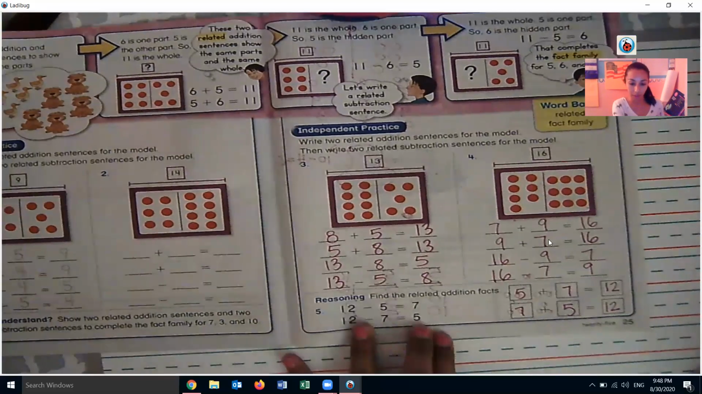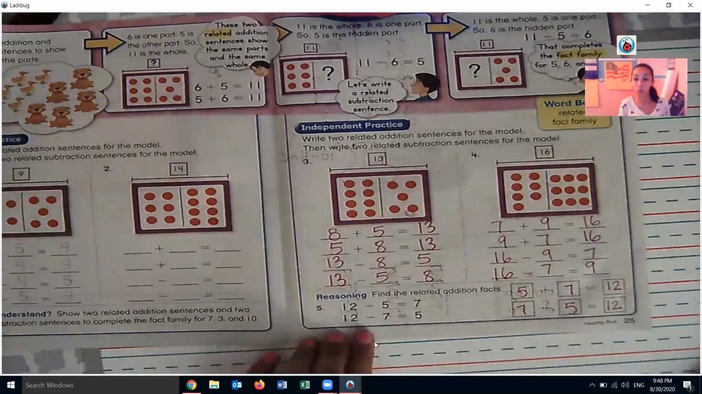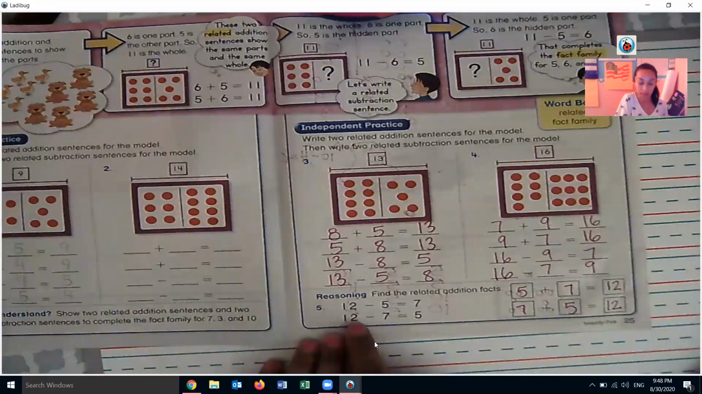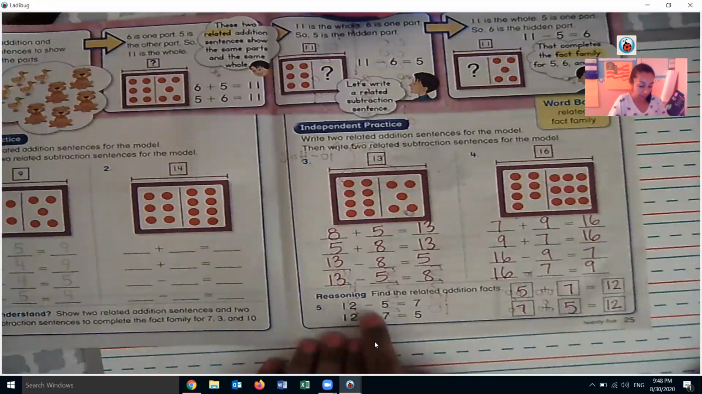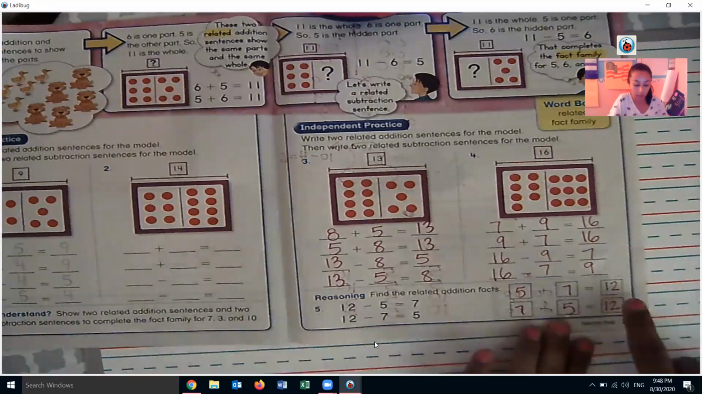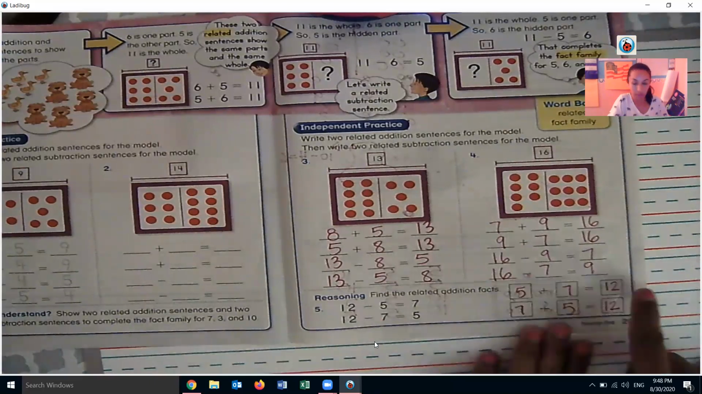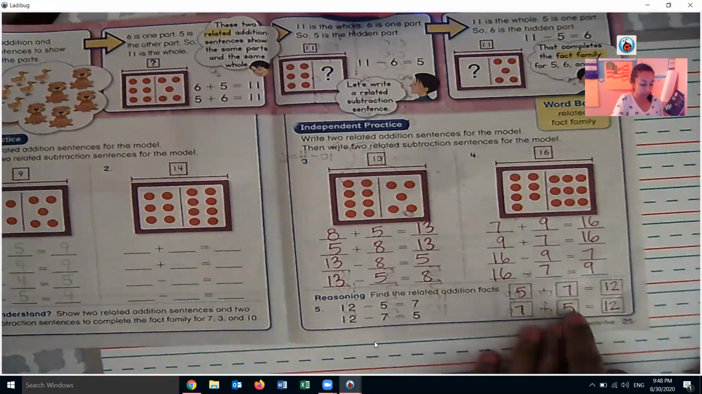Well, anyway, here's number 5. So number 5, they have both of the subtraction pieces. So 12 minus 5 is 7. 12 minus 7 is 5. So they have the big number first for the subtraction. And then I wrote the big number first for the addition, and just flip-flop the addends. 5 plus 7 is 12. 7 plus 5 is 12.